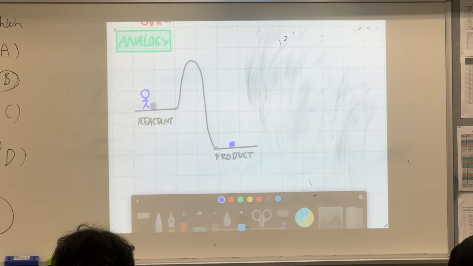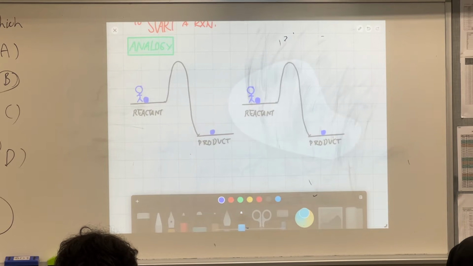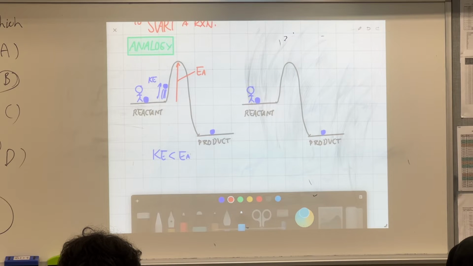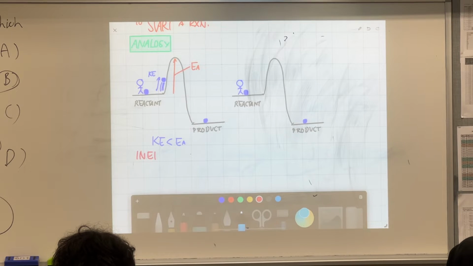But the ball will not naturally roll to the other side, right? Because there's something blocking the way, the mountain here. If he kicked the ball with too little energy, imagine he is only able to kick the ball up to this point. Would the ball be able to roll over to the other side? No. So this is a case of KE less than activation energy. This is the amount of energy he provided to the ball, but this is the activation energy. You can see that the arrow that represents KE is shorter than the arrow that represents activation energy. He's not able to kick the ball to the other side, so the ball will just roll back down to the reactant side. We say this is an ineffective collision. So what happens in an ineffective collision?